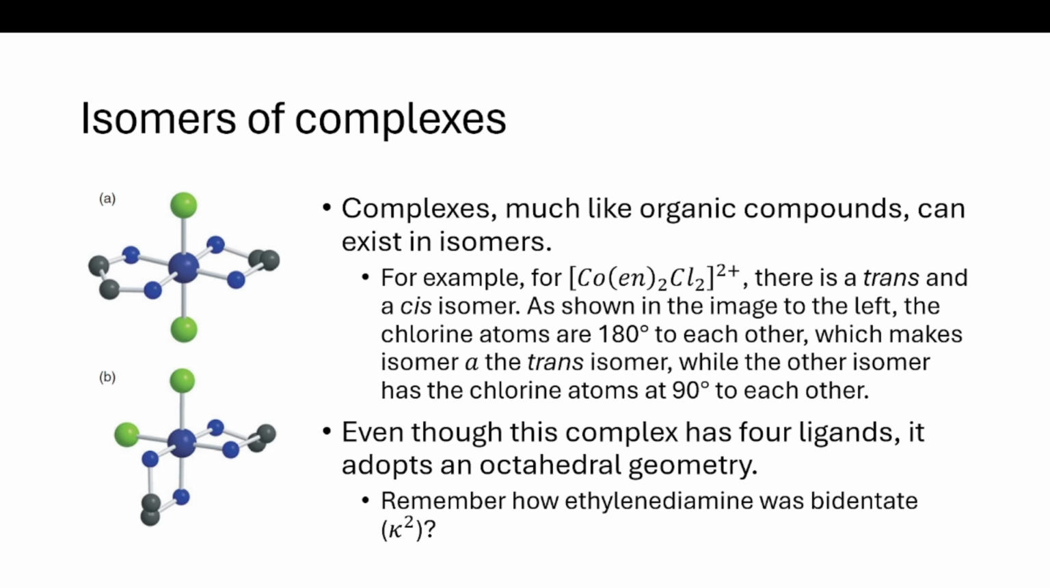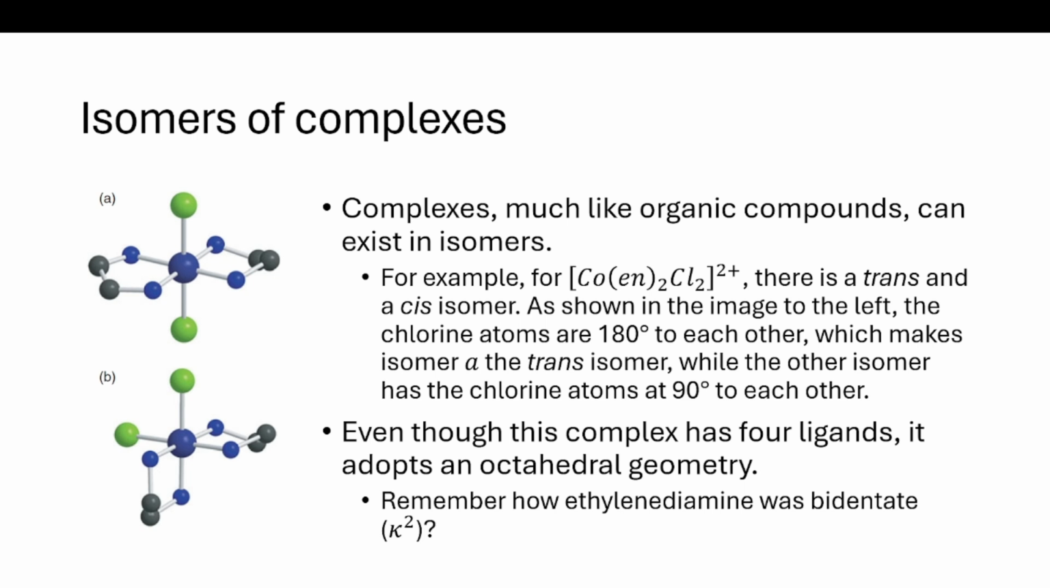Going on about the geometry of complexes, complexes exist in isomers, much like organic compounds, which I did discuss back in chapter 15. So, for example, for this specific complex, we have both a trans and a cis isomer. Complex A on the left shows the trans isomer, where we have the chlorine atoms at 180 degrees to each other, or opposite sides.